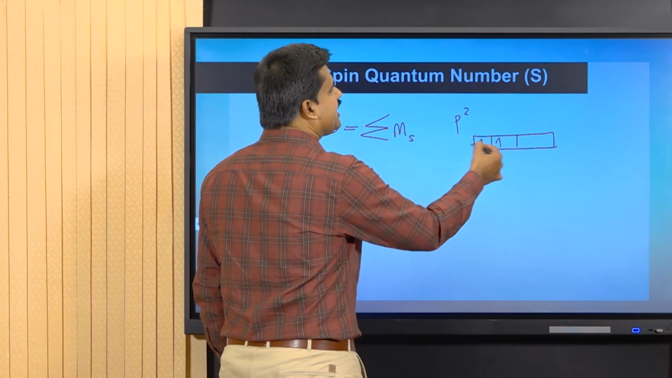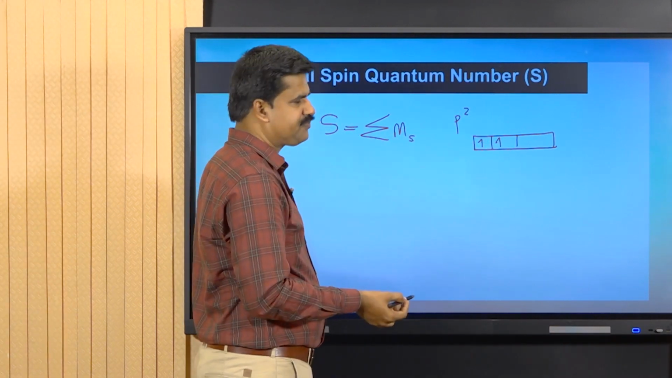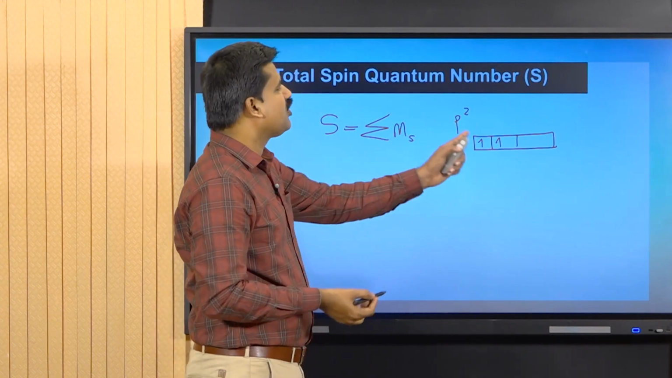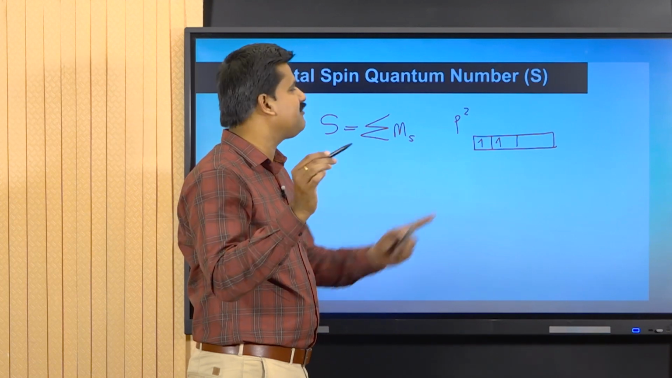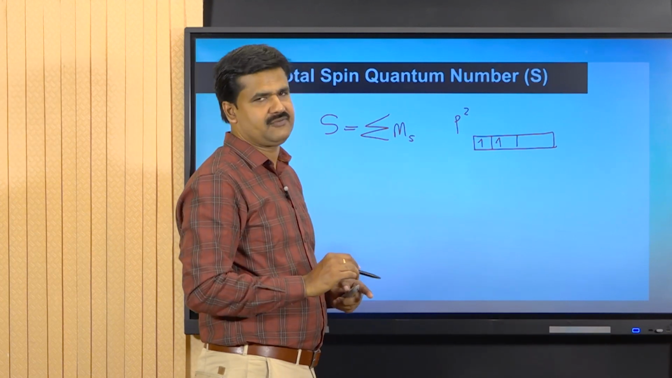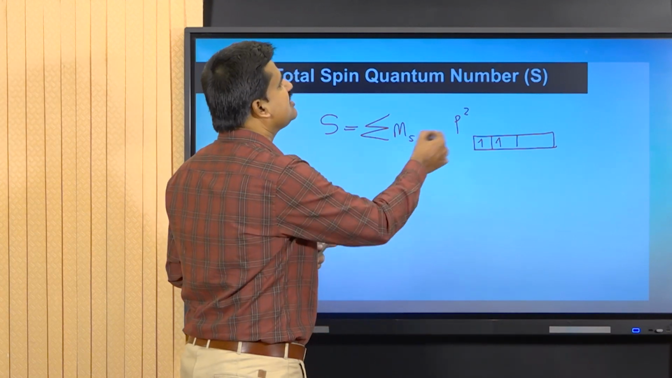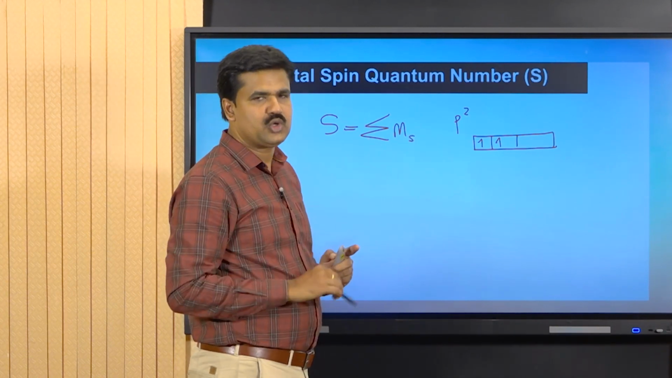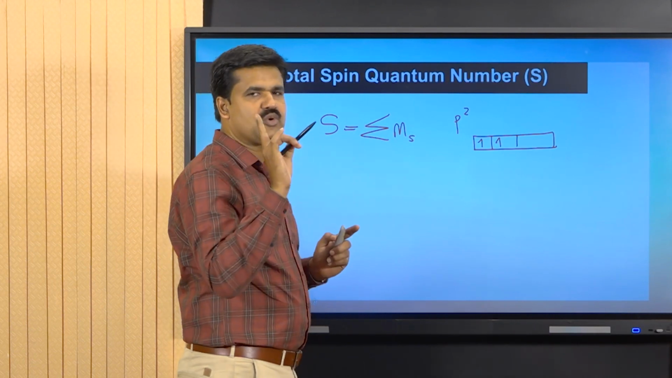So, these 2 electrons have the same spin, and these 2 electrons are now present in the clockwise spin. So, for the first electron ms equal to plus half, and for the second electron ms also plus half. So, the sum of ms, that is half plus half, is equal to 1. But we have to make one thing.